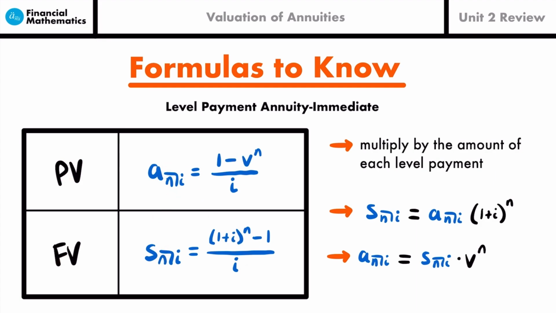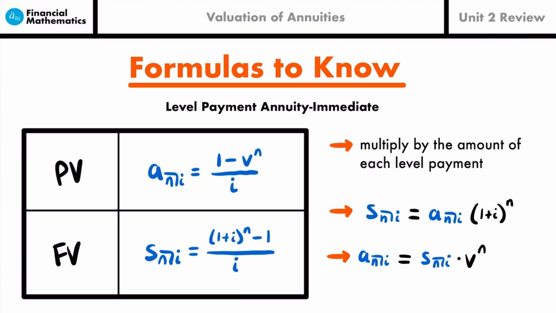All right, now for both of these formulas, or both of these notations, for present value and future value, you want to multiply those notations by the amount of each level payment. All right, so if you have a series of level payments of $100 every year, then you would multiply these notations by 100 to either calculate the present value or the future value.